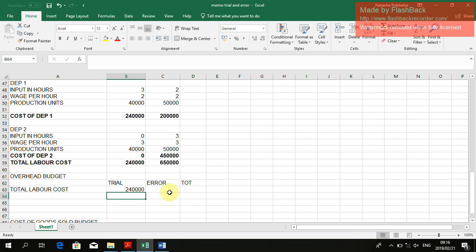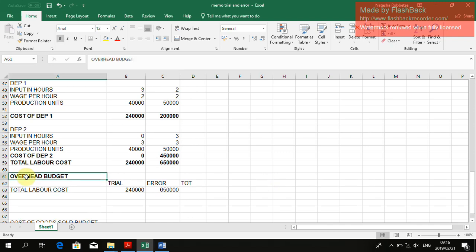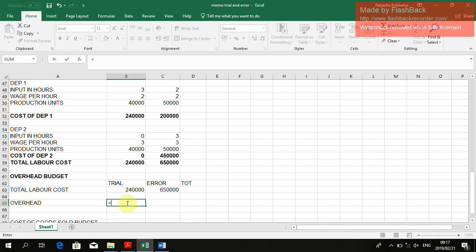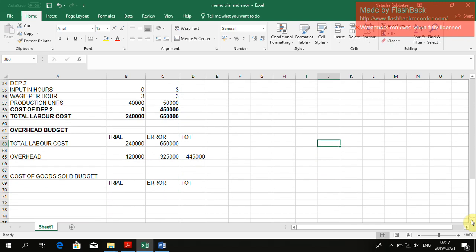$240,000 and 650,000. And according to the question, for overheads, we need to have a 50% rate of labor overheads. So the overheads will then be this answer times 50%, and also the answer to error times 50%. That gives us a total of 445,000 for budgeted overheads.